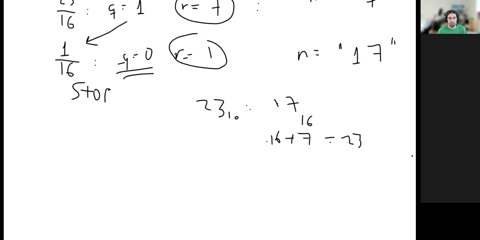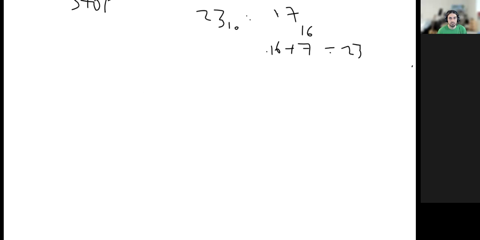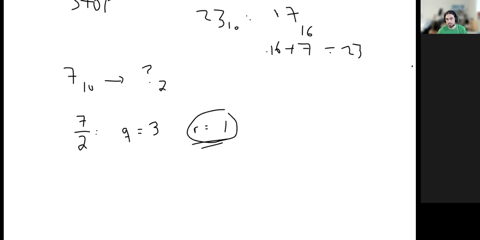Anyway, let's try binary. Let's try 7. 7 base 10, what's it in binary? Base 2, right? So same thing. Take the number, divide by the base, which is 2. This will yield a quotient and a remainder. So this is basically 2 times 3, remainder 1. So take the remainder. That is going to be added to the left of the number n you're building. Now take the quotient and use that as the next iteration.